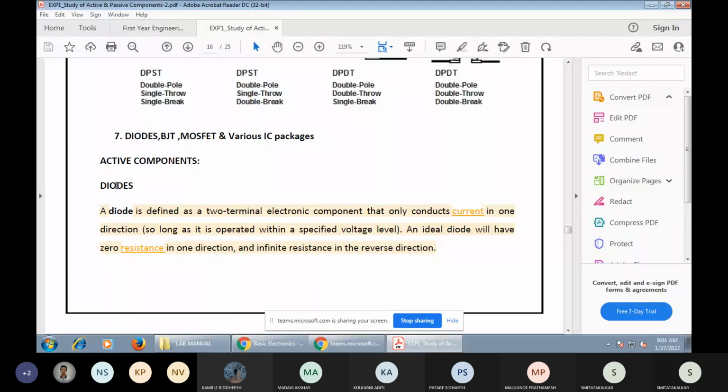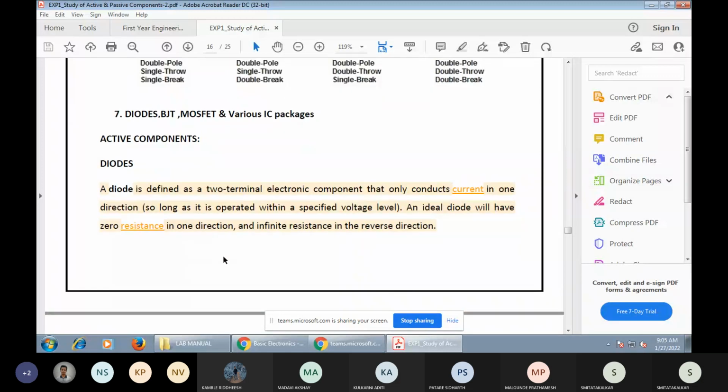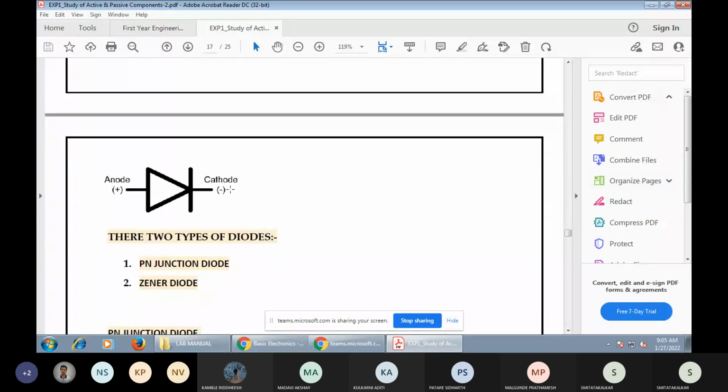You can see the diode. The diode is a two terminal device, but it flows current in only one direction, because this is also one type of switch. If the diode is a closed switch, then the current is flowing, the switch is on, and in reverse bias the switch is off, because of the infinite impedance, it is an open switch. The types of diode you can see: PN junction diode and Zener diode, LED, photodiode, these are all diodes.